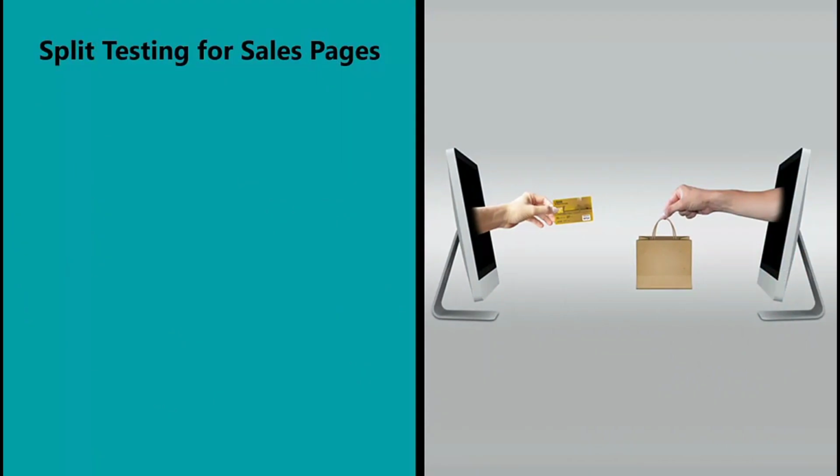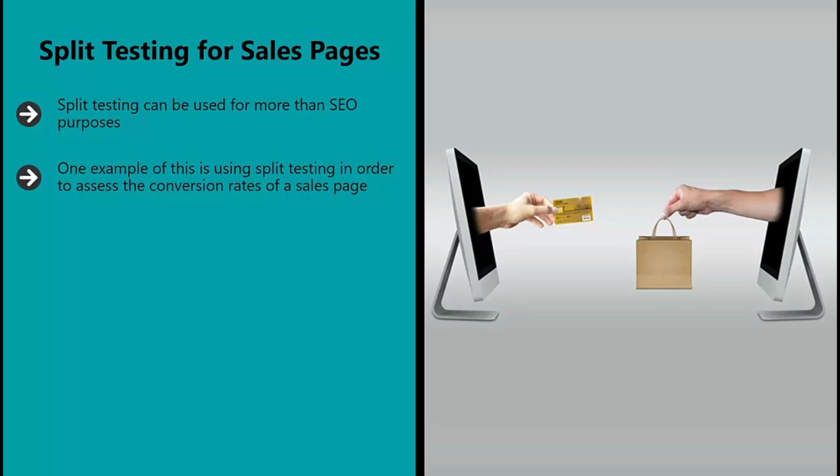Split testing for sales pages. Split testing can be used for more than SEO purposes. One example of this is using split testing in order to assess the conversion rates of a sales page. So what does that mean, and why is split testing the perfect fit? Essentially, a sales page is a single page on a website that is designed to sell a product. Normally, this works by providing a whole lot of text, often in a vertical pillar, that explains the virtues of the product and that slowly reels the reader in until they are overcome with the urge to click buy.